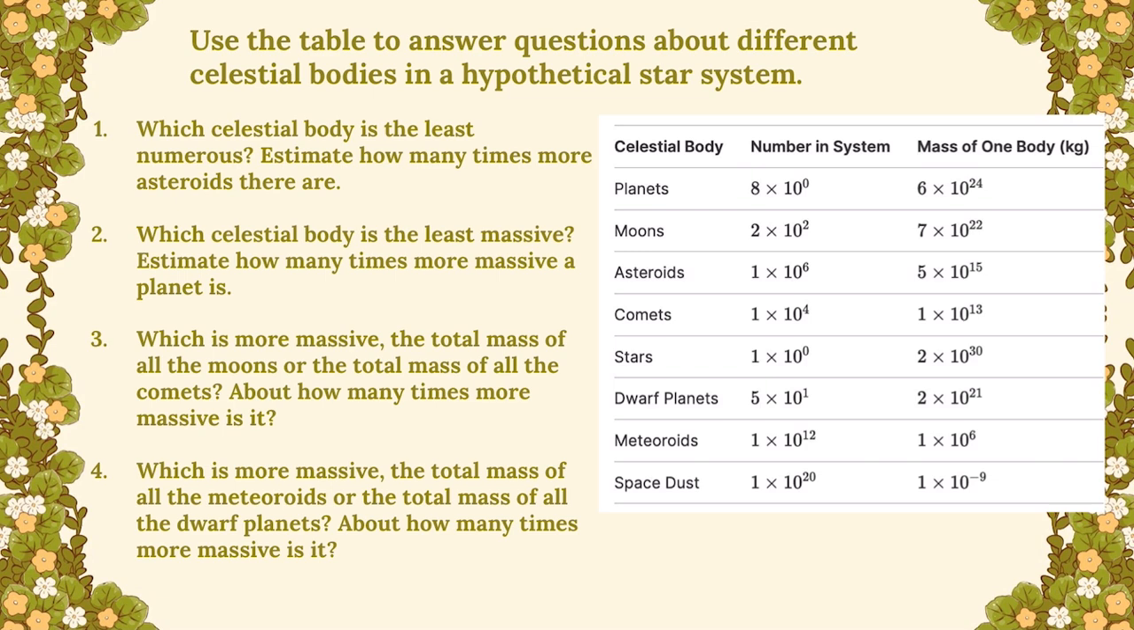the lowest number. And immediately I see here that the stars have a 0 exponent. And there's no negative exponents here. And the planets also have a 0 exponent, but the 8 is going to be bigger than the 1, right? So then the stars is the least numerous.